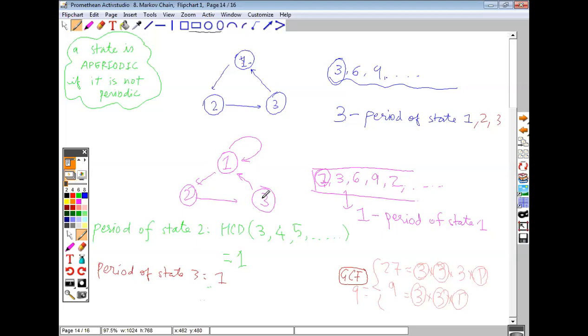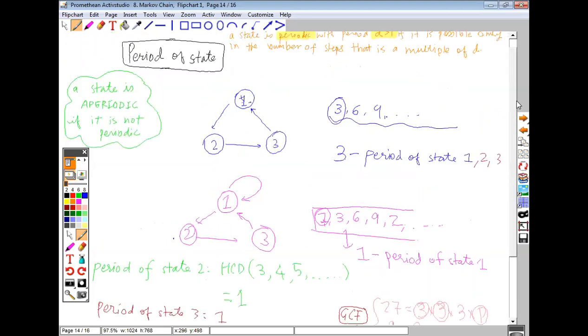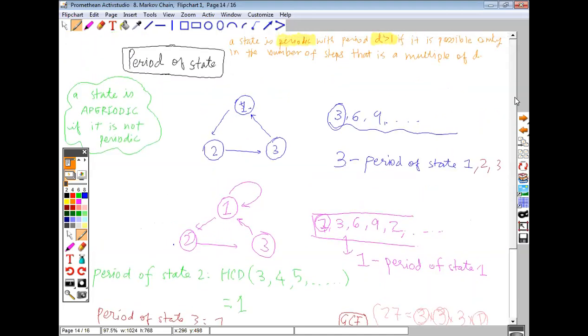And when this is the case, what I mean by this case is whenever all these states in a particular chain have a period of 1, we call that chain an aperiodic chain. And again, if there is a period which is greater than 1, then that would be a periodic chain, a periodic state. Otherwise, it's going to be an aperiodic state.